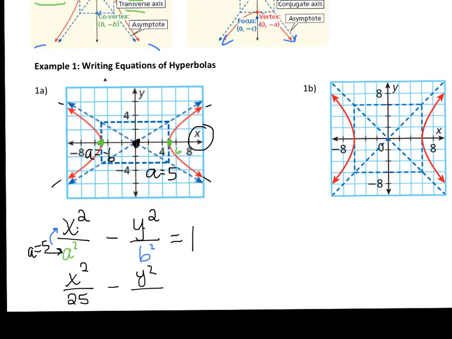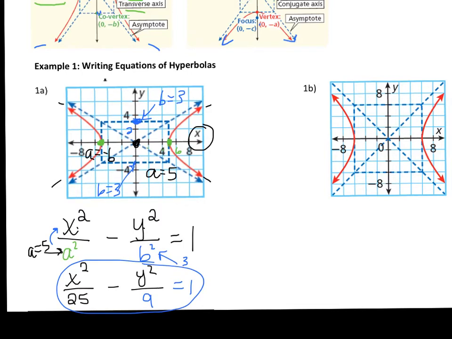Now we just have to figure out the number for b. It looks like if this is 2, right there would be 3, so b equals 3. Down here it equals 3 as well. So right here we're going to plug in 3, and 3 squared is 9. So that's the final answer.